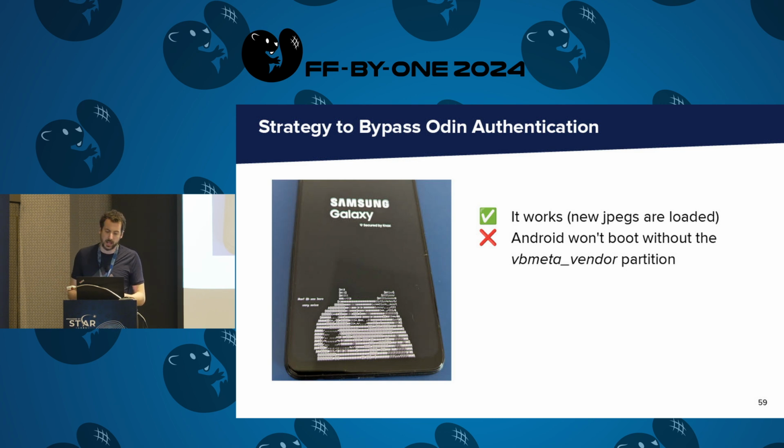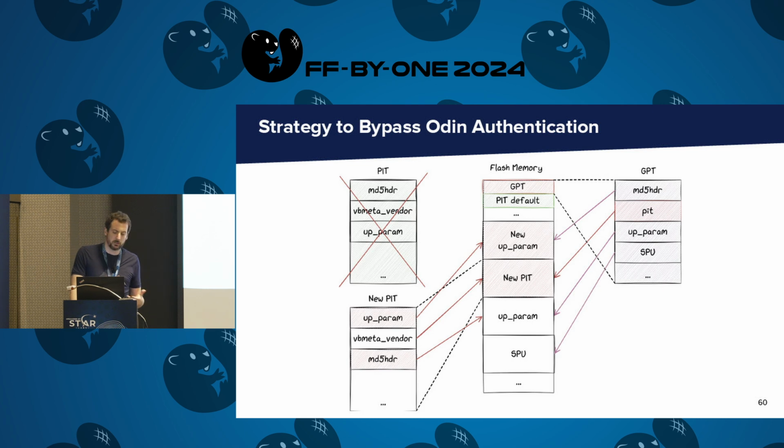Android won't boot, and it is because the DB-meta vendor partition is not present in the GPT table, even though it's not really needed for anything. So there is an easy way to overcome this problem. We simply take another partition that seems to be useless, in this case the SPU partition, and we rename it DB-meta vendor. And with that done, it actually works, the device will boot and everything will be fine.